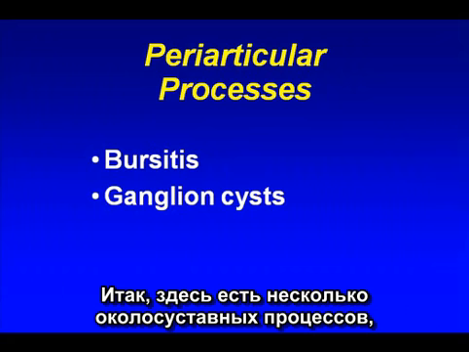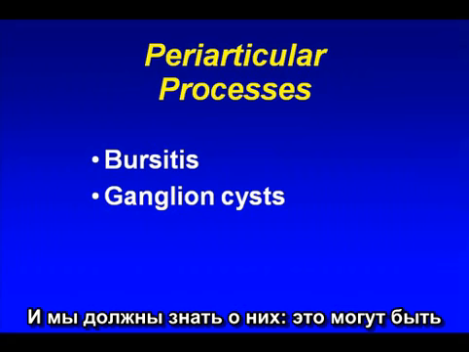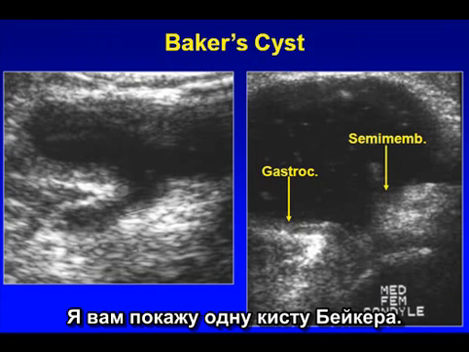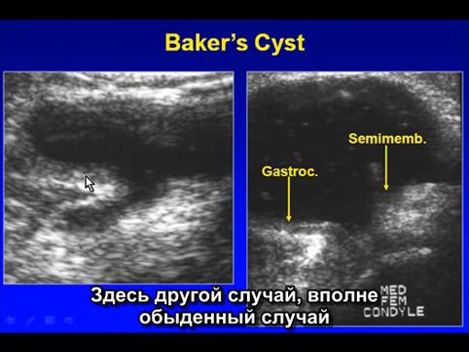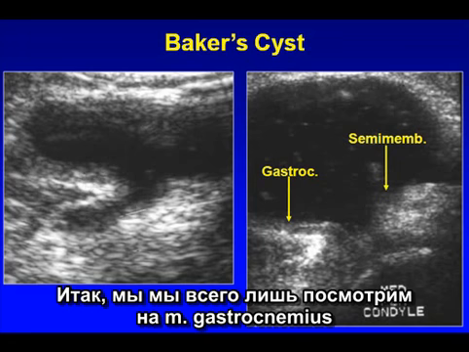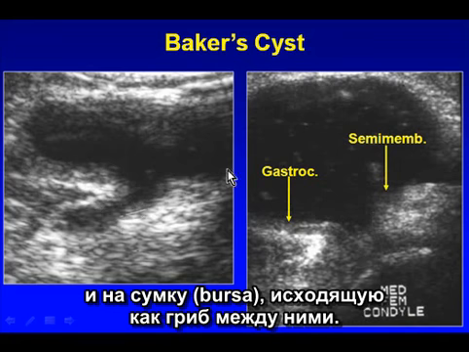Now, there are a number of periarticular processes that can present as soft tissue masses, and so we have to be cognizant of those. Bursitis and ganglion cysts can occur. I've already shown you one Baker's cyst. Again, here's another, and again, a very common cause of a palpable mass behind the knee. And again, we always want to look for the gastrocnemius and semimembranosus with the bursa coming up like a mushroom in between.